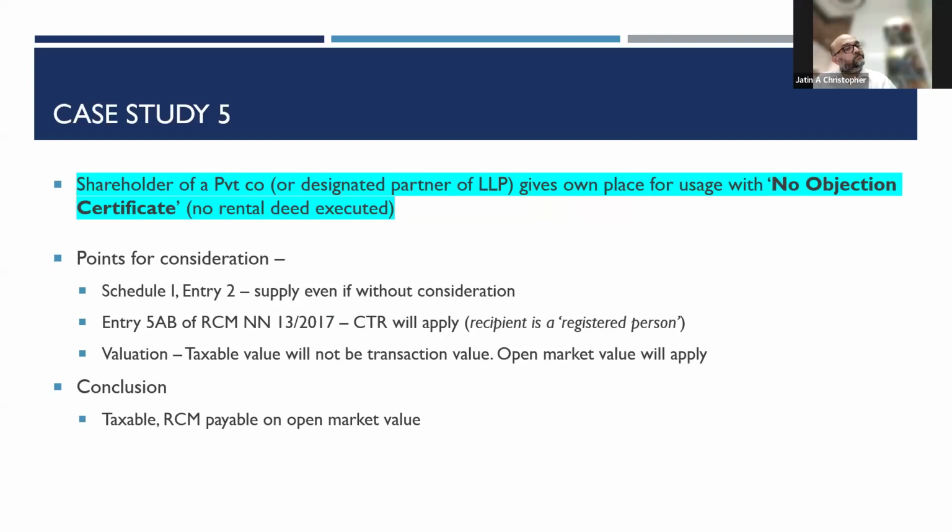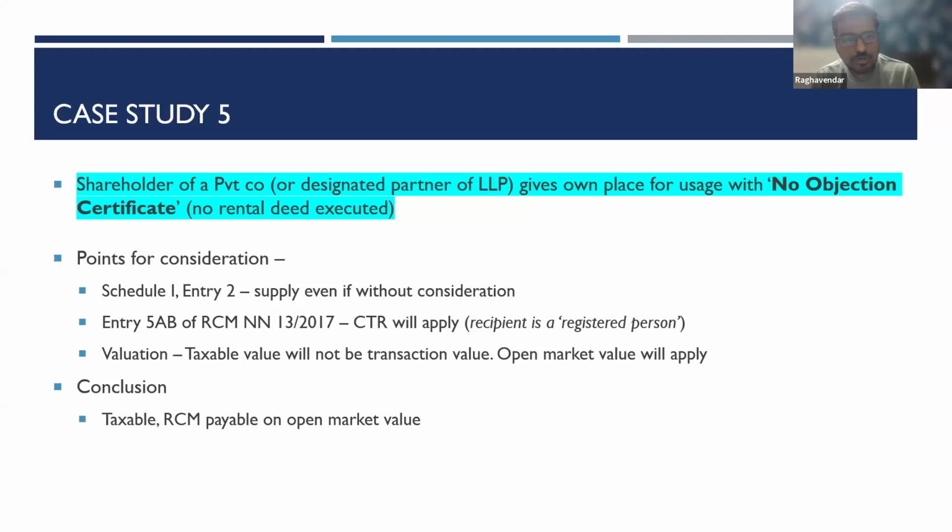A shareholder of a private company or a designated partner of an LLP gives his own place for usage with a no objection certificate. There is no rent collected, there is no rental agreement executed. For the purpose of GST, an NOC has been obtained and registration has been obtained. So whether this will be a taxable supply: first, whether it will be a supply, yes, it will be a supply even if it is without consideration, because both the company and the shareholder become related persons.